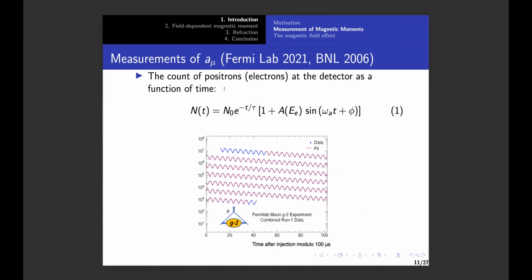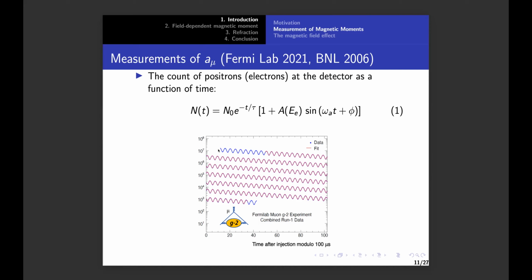So the count of positrons or electrons at the detector as a function of time t, there is an initial electron or positron number. Tau is the time-dilated muon lifetime, t is time, and A is the amplitude, which depends on the electron energy. And this is given by electroweak theory, and it depends on this angle between the momentum direction and the spin direction of the muons.